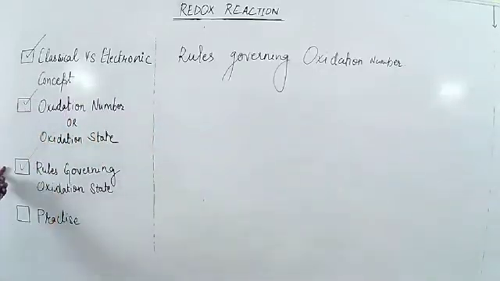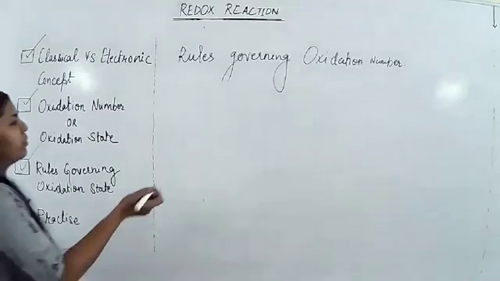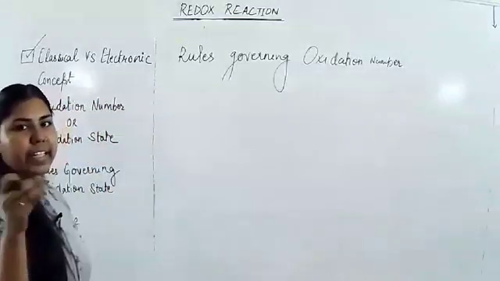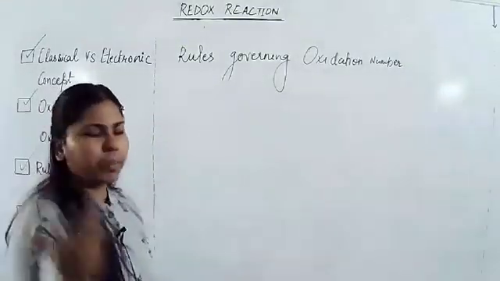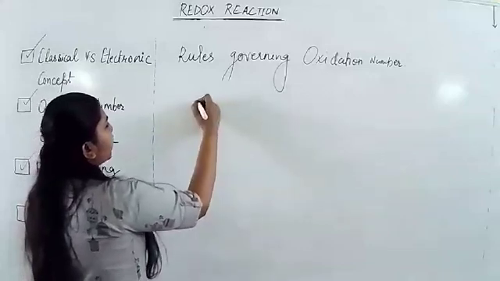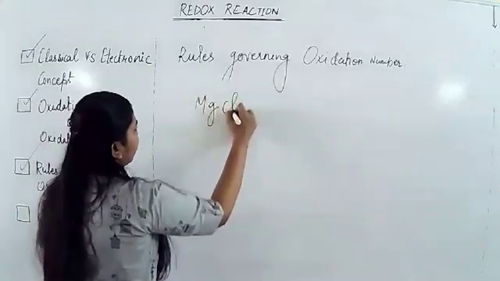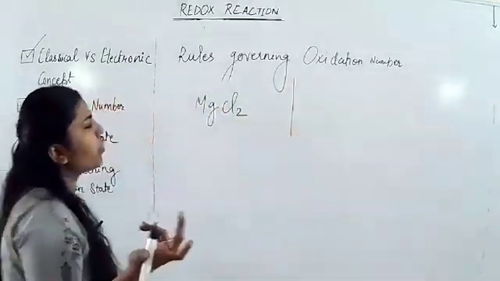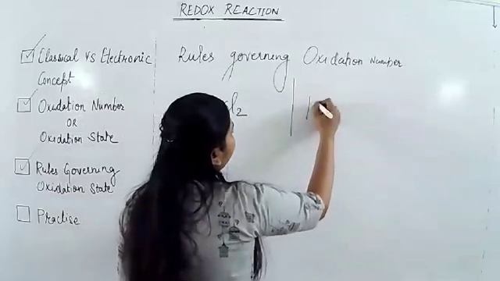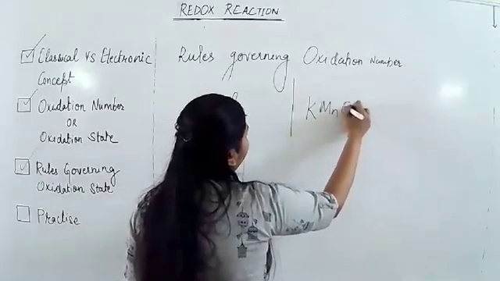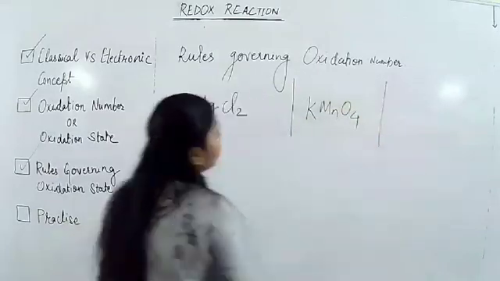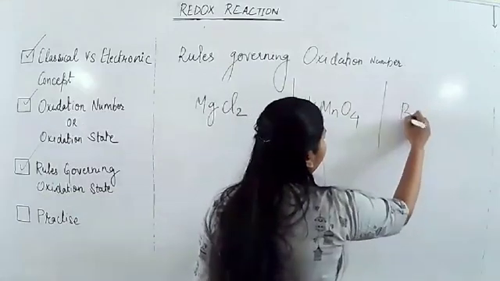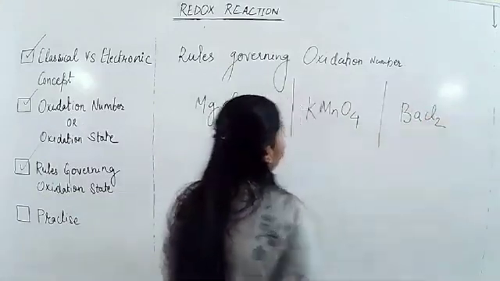Okay, so we have completed the rules also. So I have marked a tick on it. I will be giving you certain species, certain compounds, for which you have to find the oxidation number. Like MgCl2, we will be finding it. Now next, KMnO4. Then barium chloride, BaCl2. Okay, let us see this.